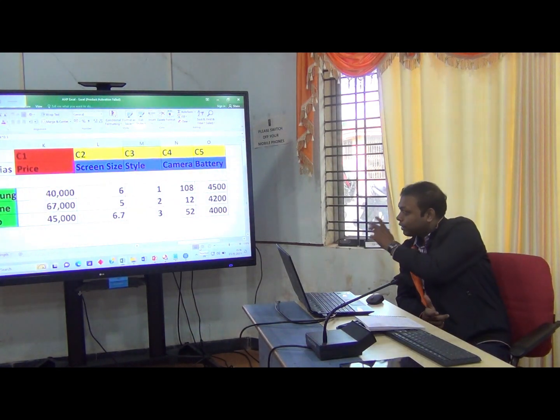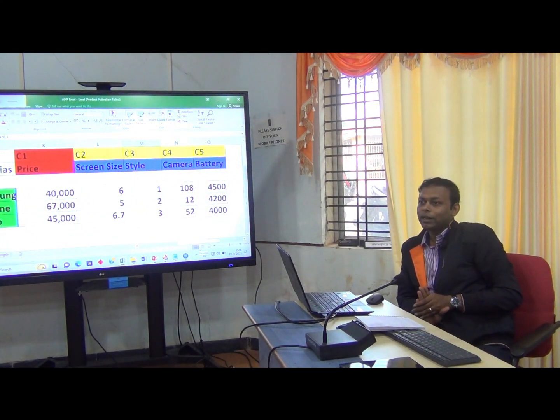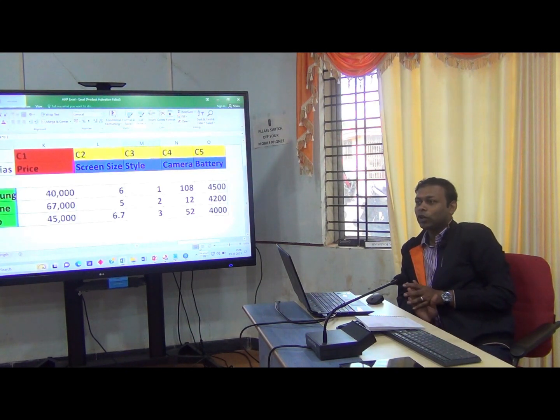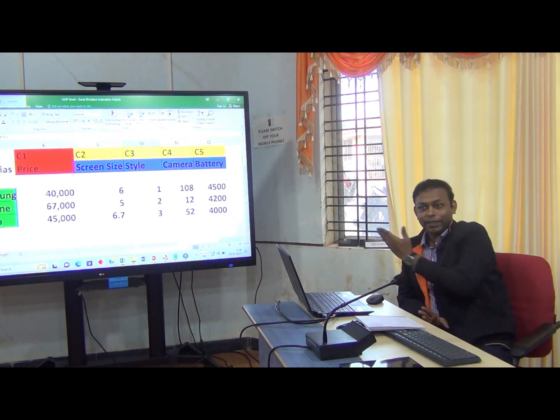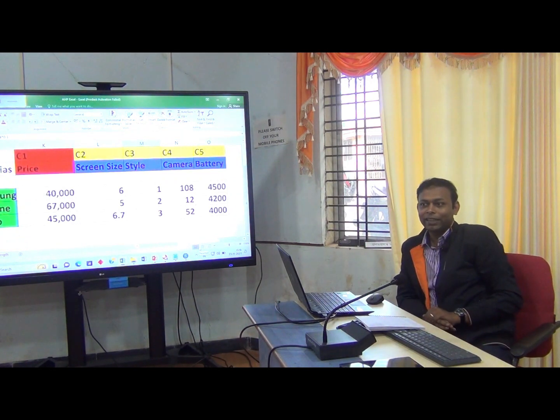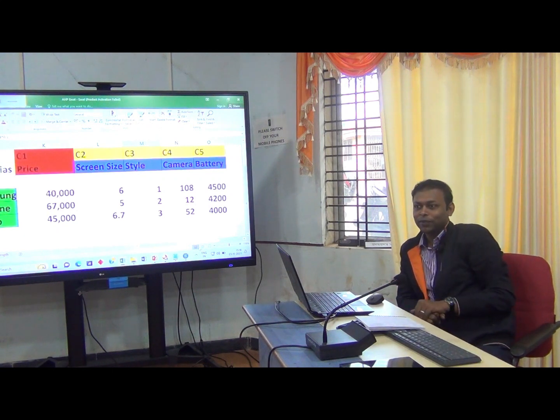Based on all these decisions, you have to choose the best phone. So you are looking for maybe the lowest price, the maximum screen size, the average style, a good quality camera, and also the battery. Now just think, it is the 3 phones I presented here. In the market, how many options do you have? So how are you going to make the decision with all those things?